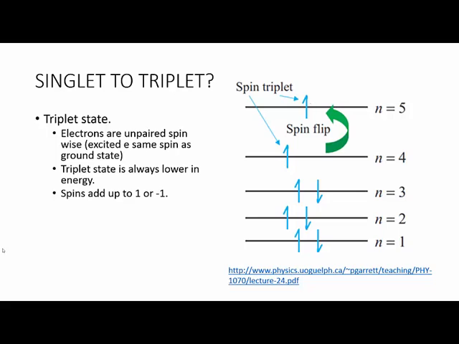So now we have a triplet state. In the triplet state, the electrons are unpaired spin-wise, meaning the two electrons have the same spin. So if you add up the spins, they either equal 1 or -1. And that's represented on this diagram by the two arrows that are both pointing up. And what's important to note is the triplet state is always lower in energy than the singlet state.